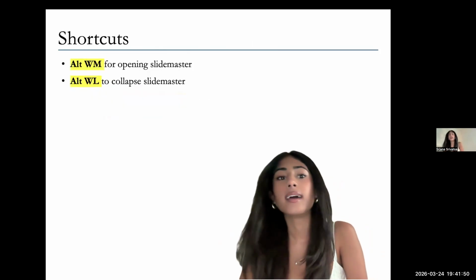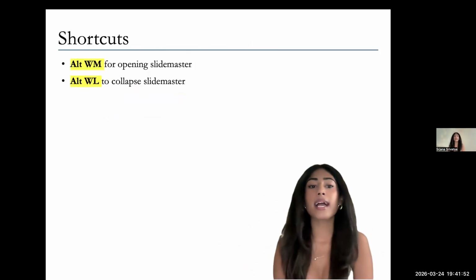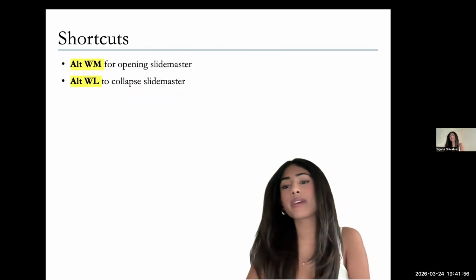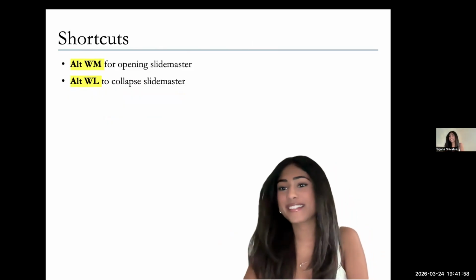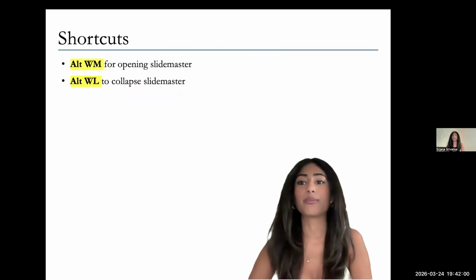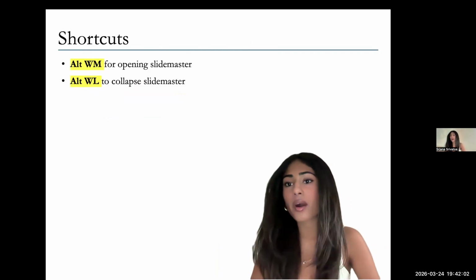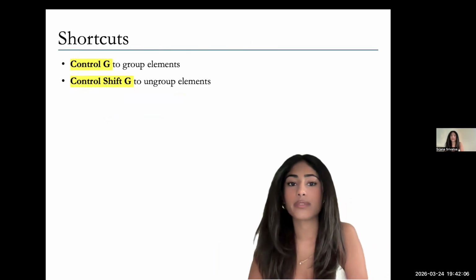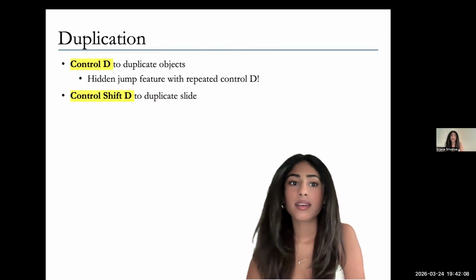More shortcuts. Alt-WM opens a slide master and Alt-WL collapses a slide master. I didn't think these were very helpful, but whenever you're trying to fix things on your slide master, it's just really, really useful. So I would also keep these in your back pocket. You guys probably know these: Control-G to group elements and Control-Shift-G to ungroup elements.